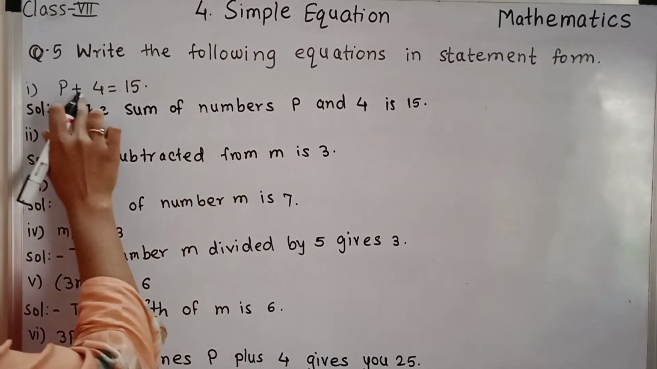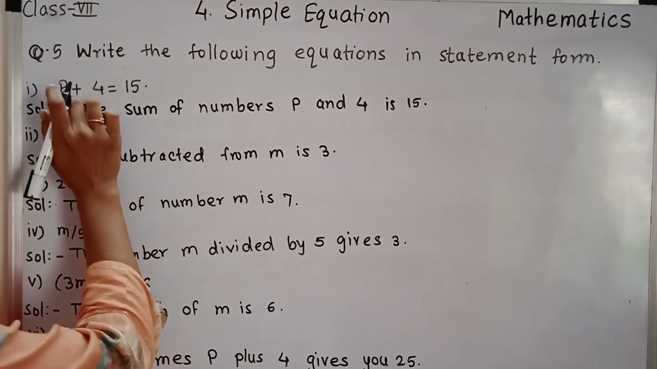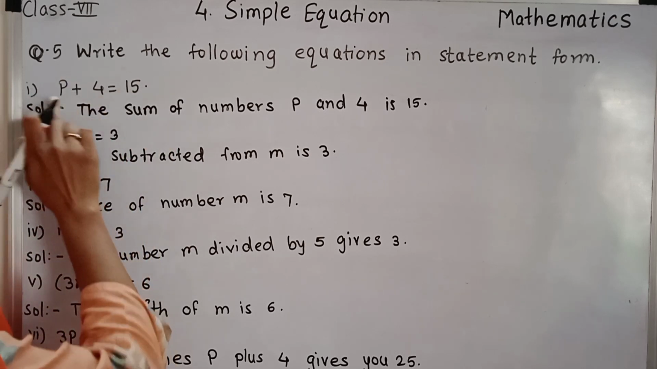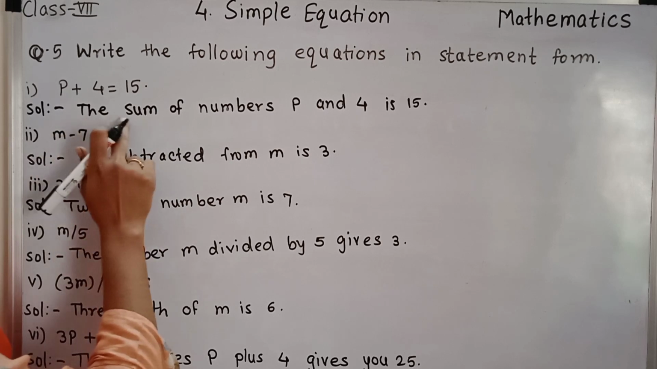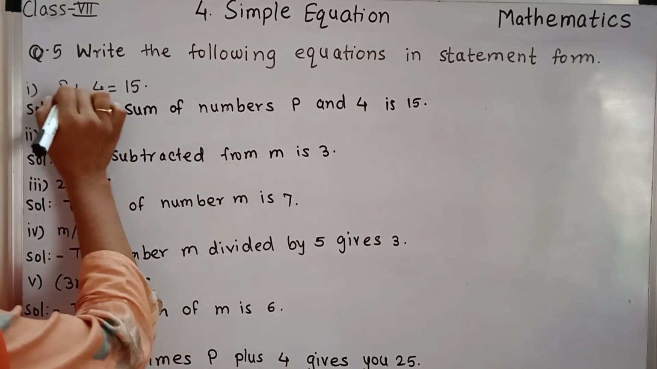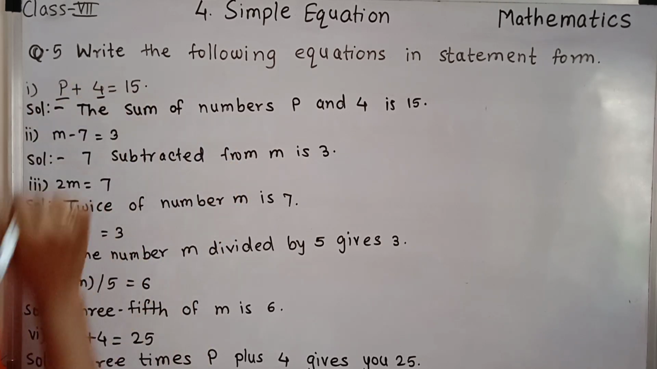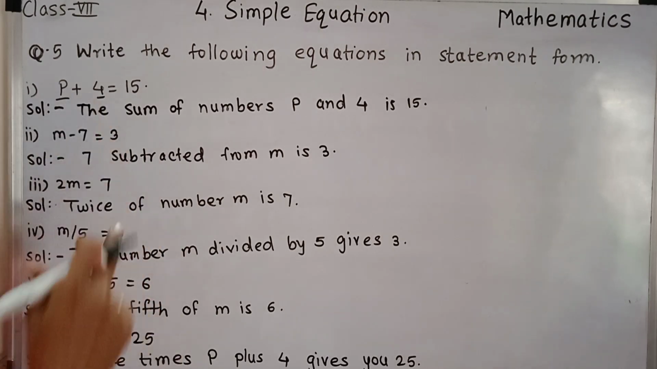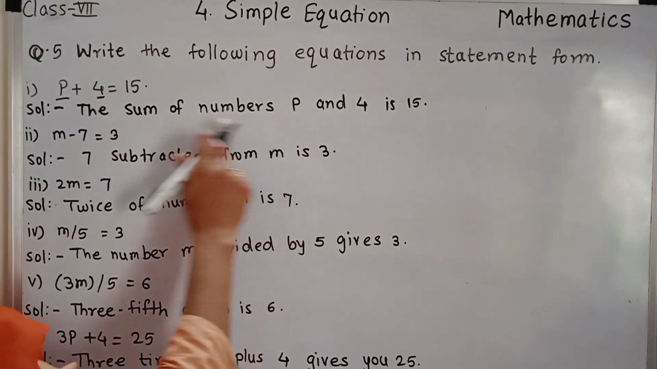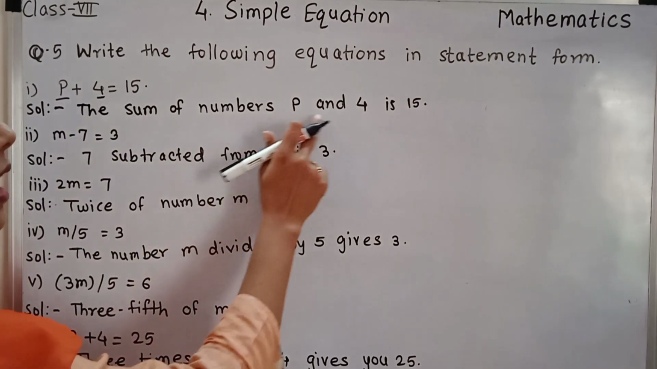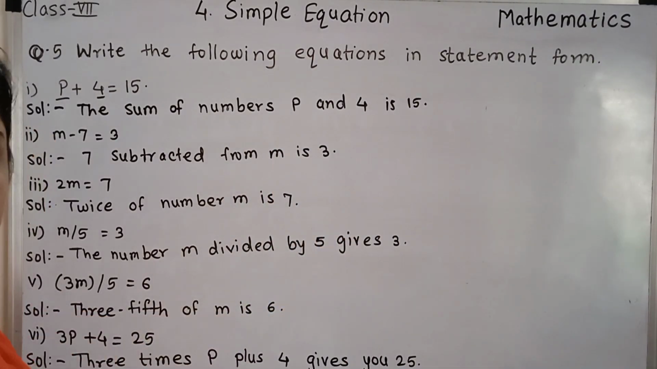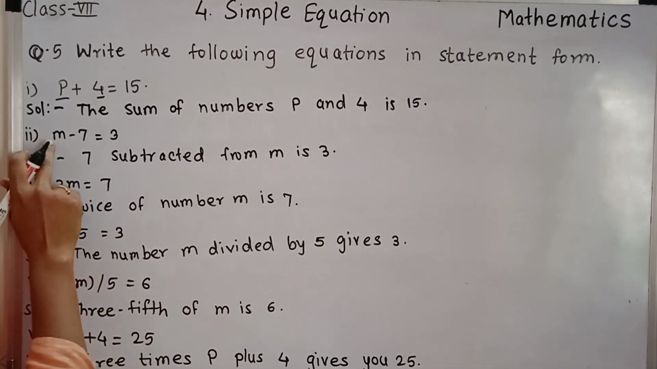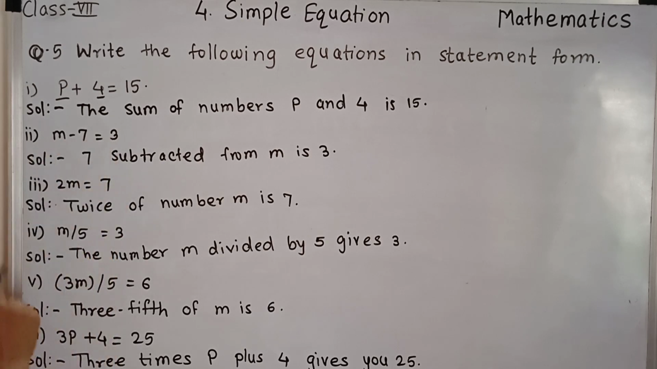First is p plus 4 equal to 15. Obviously it is addition over here. So it can be written as the sum of the numbers p and 4. The equal to sign means "is". So the sum of the numbers p and 4 is 15. Very simple. Second one is m minus 7 equal to 3.